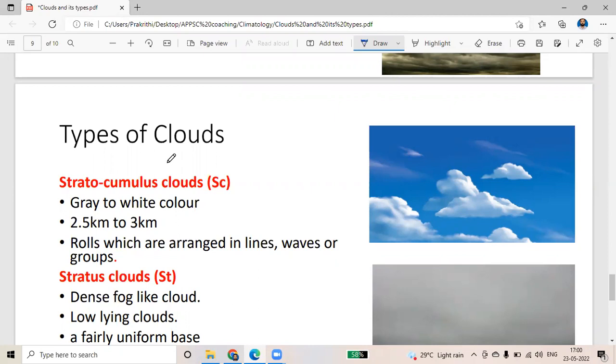The first one is stratocumulus. So as the name indicates, stratus means there will be a layer. Cumulus means it looks like a bunch of cotton. Usually it has gray to white color. The stratocumulus has gray to white color, and it extends from 2.5 kilometers to 3 kilometers. As this is a lower layer cloud formation, its maximum average extension will be 2.5 kilometers from the ground level. So stratocumulus is also the same.